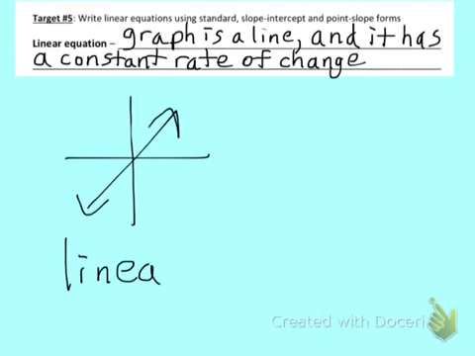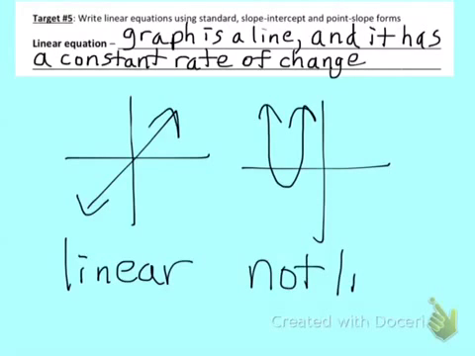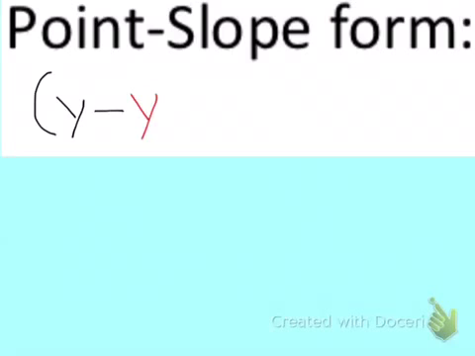There's an example of a linear graph, since it's a straight line. Here's an example of a graph that's not linear. The one that's nonlinear will have a different rate of change depending on where you are on the graph.